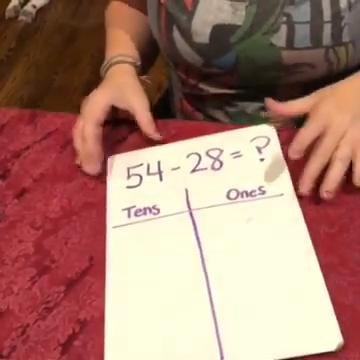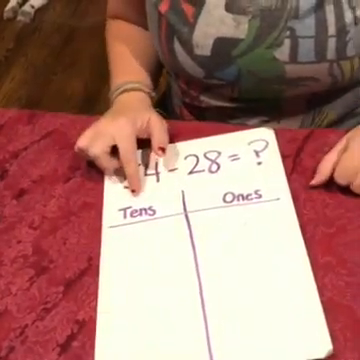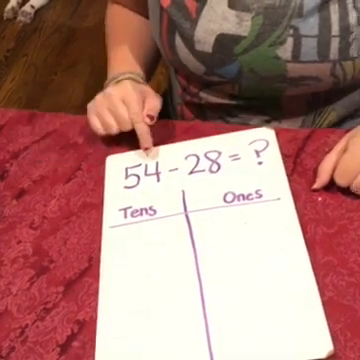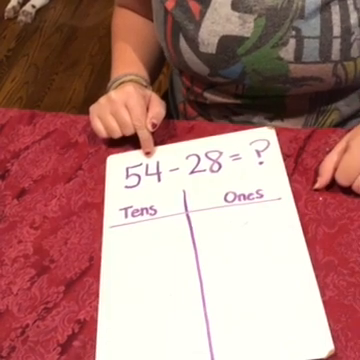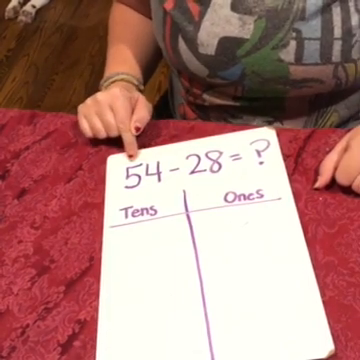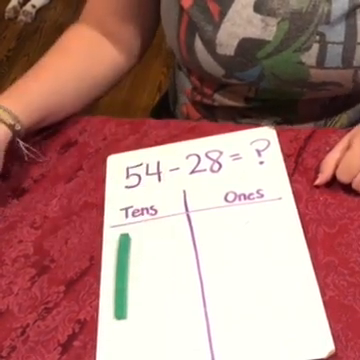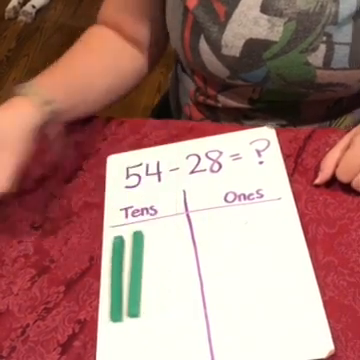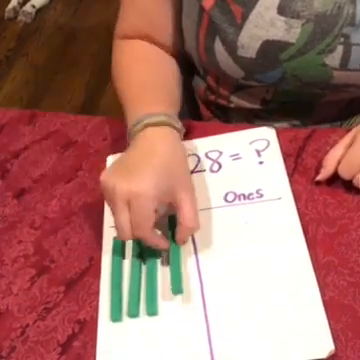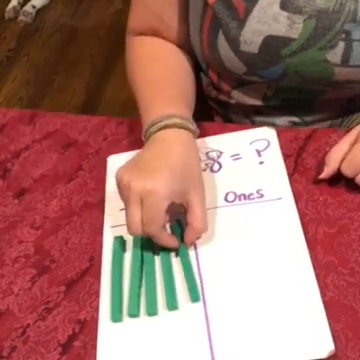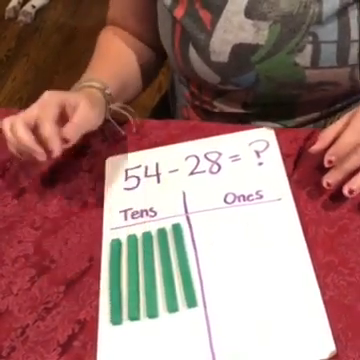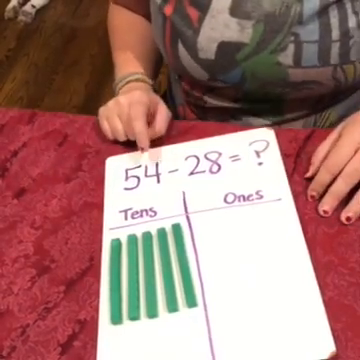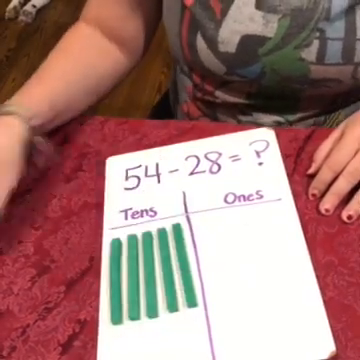All right, so what I have done here is I have written out 10s and 1s. And I'm going to model the number 54 with my place value blocks. So since I have 5 10s, I'm going to lay down 5 10s. Okay, so I've laid down my 5 10 towers. Now I'm going to lay down 4 1s. So I have 54.